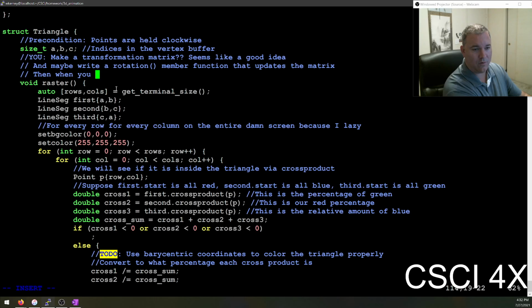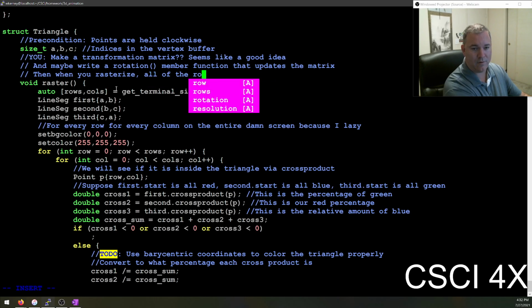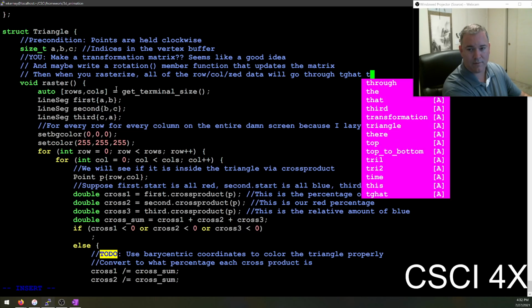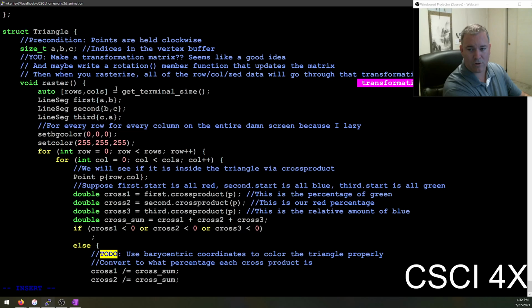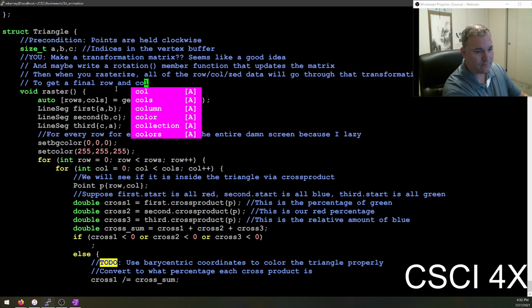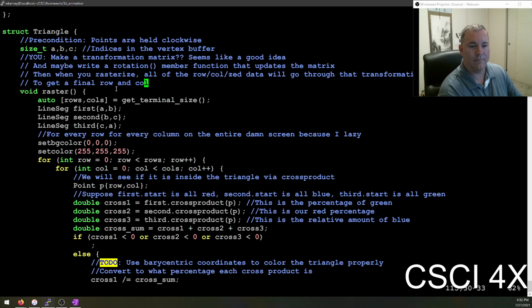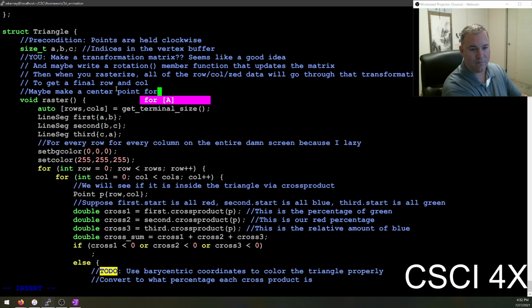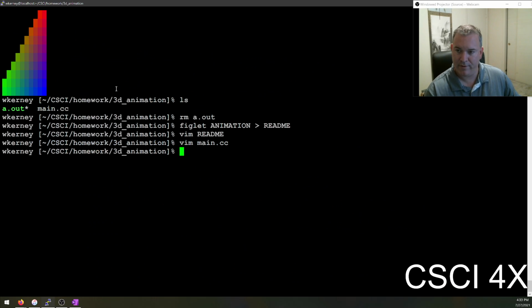Then you rasterize all of the row, column, z data, which will go through that transformation to get a final row and column. Something like that. Okay. Maybe make a center point. Okay, so a little bit of linear algebra for you guys.